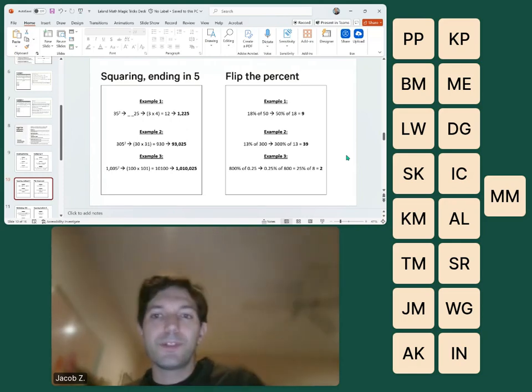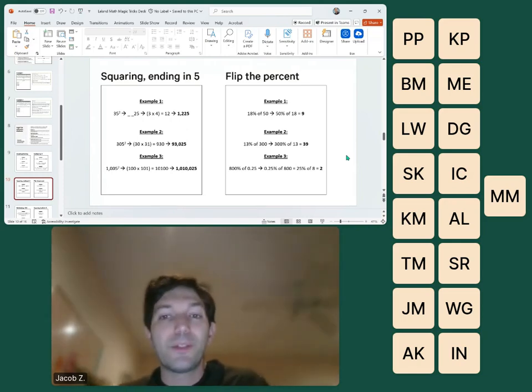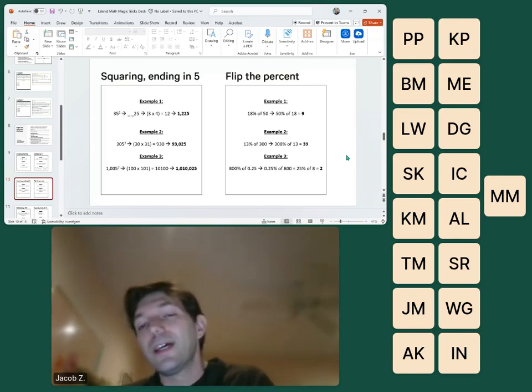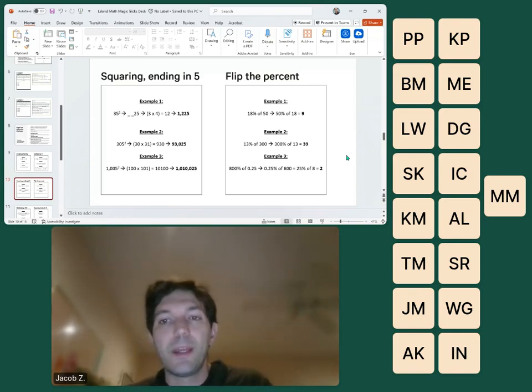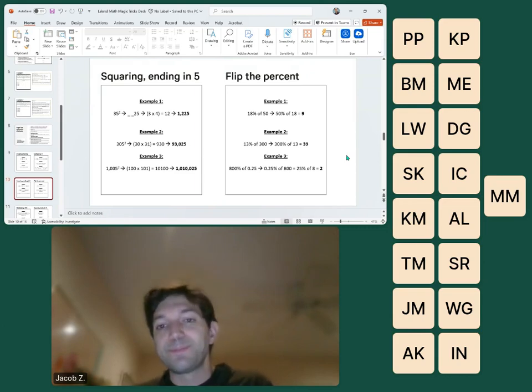A couple other examples to show you where this could be powerful. So if you were asked to do 13% of 300, again, that's a hard calculation. But if someone asked you to do 300% of 13, well, 300% of 13 is just 3 times 13, 39.